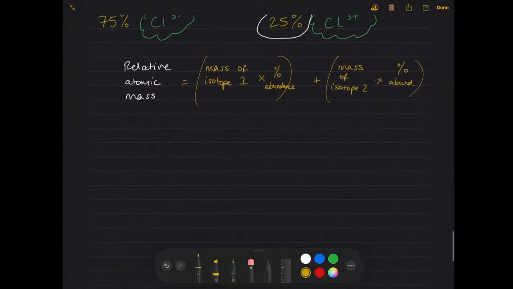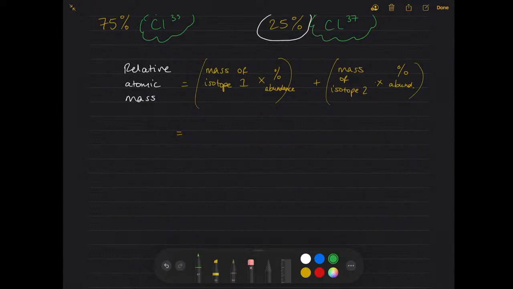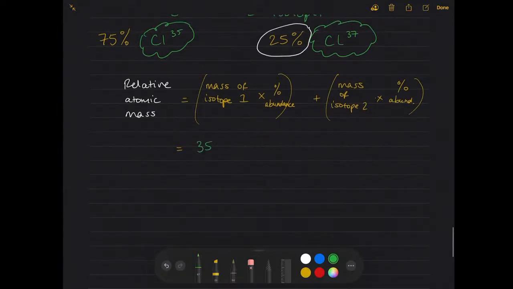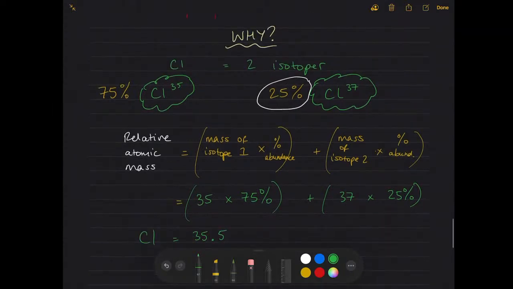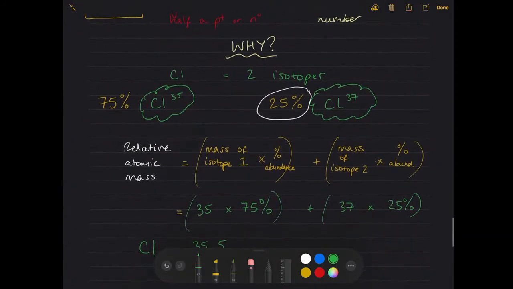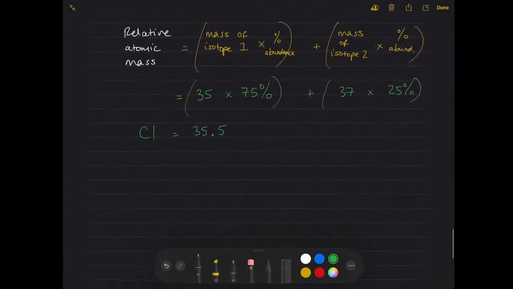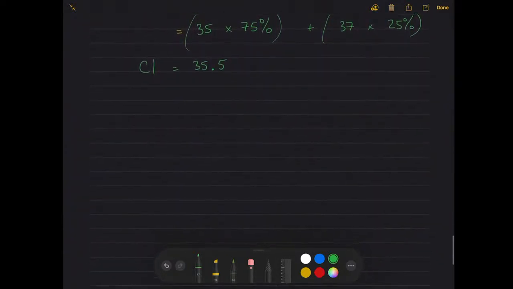So let's put in the values we have for chlorine as a worked example. The first isotope is 35 times 75%, plus 37 times 25%, and overall you end up with 35.5 as the mass. That is the reason chlorine is 35.5. There are many other examples, but the key ones for you are chlorine, carbon, and hydrogen.